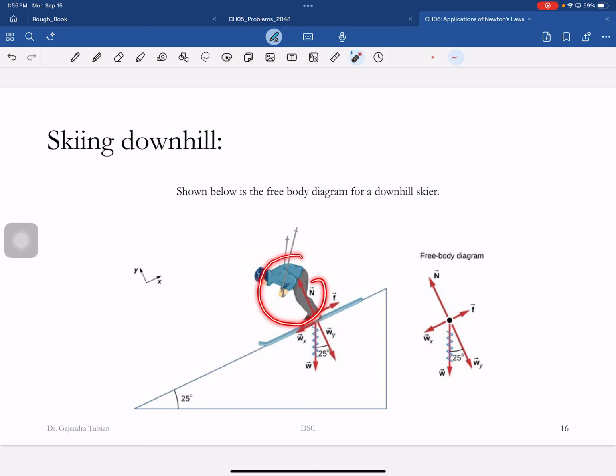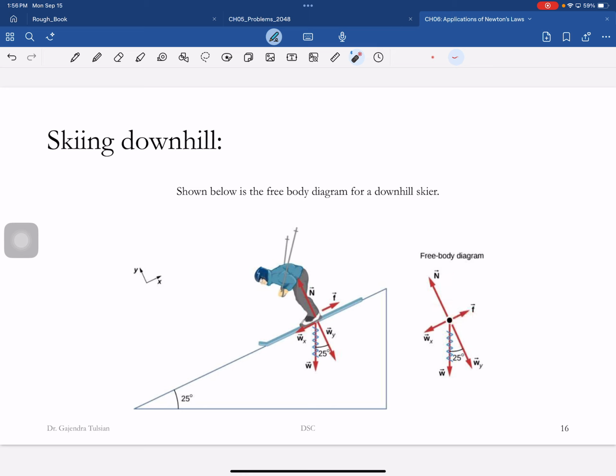So here's a fella skiing down. Okay, there's the free body diagram. There's the weight of the guy. But what is more useful is the component of the weight along the slope and the component of the weight perpendicular to the slope. The normal force balances that, and there's a kinetic friction force. So those are the forces acting on this guy. And if this is greater than that, then he'll accelerate downhill and so on. Okay. The friction force is related to this normal force.